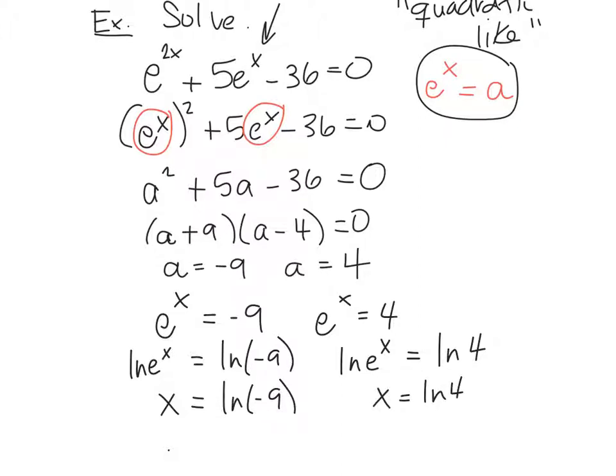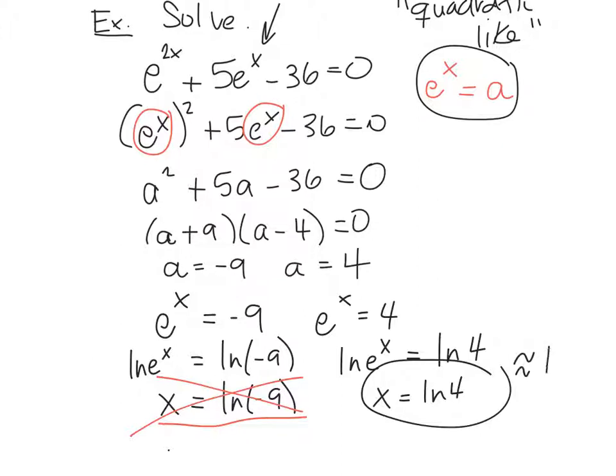Now, let's look at x = ln(−9). Remember when we talked about the domain of logarithms, we can never take the log of negative numbers or 0. So that means ln(−9) is not an answer. I cannot include that in my final answer. But x = ln(4) is totally good, and we could, of course, approximate that, and we would get 1.386 as our approximate answer. And if you try to put ln of −9 in your calculator, of course, you would get a domain error.